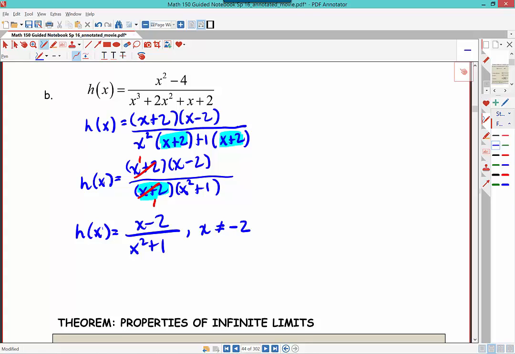So what does that negative 2 represent? Beautiful. It's a hole in the graph because we were able to divide it out, right? So at x equals negative 2, there's a hole in the graph.